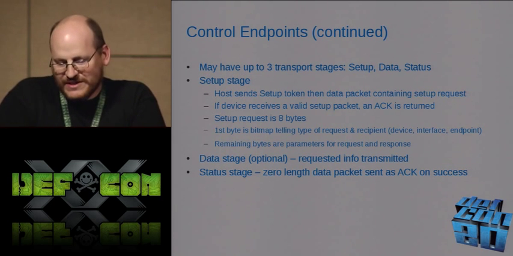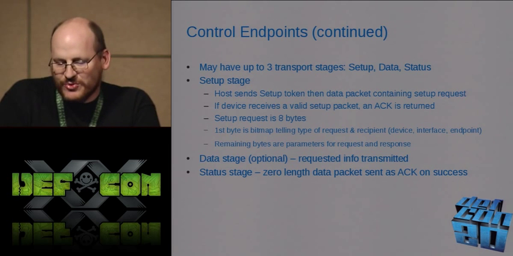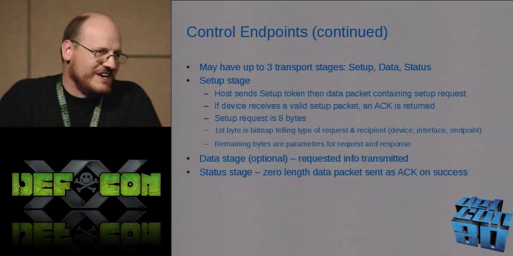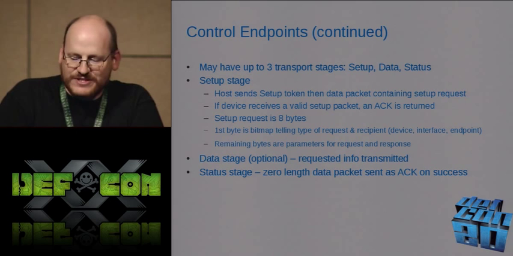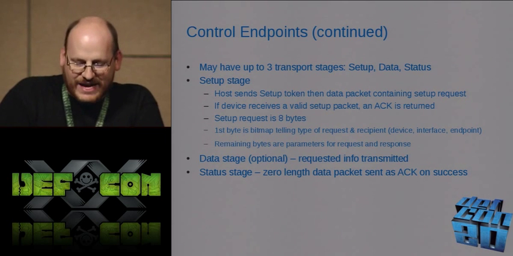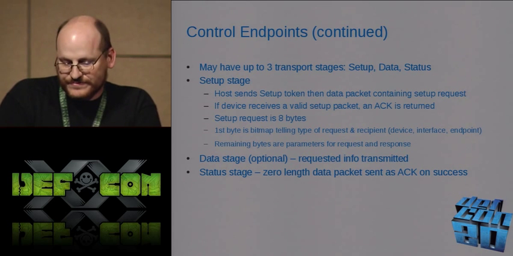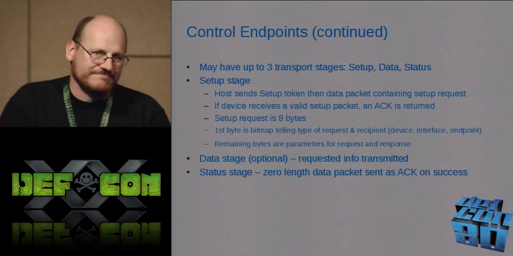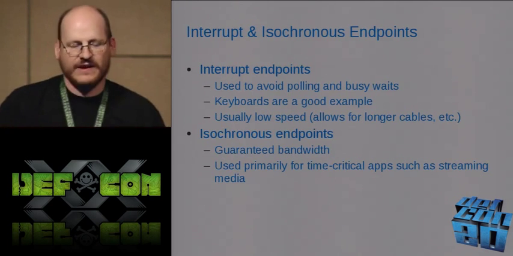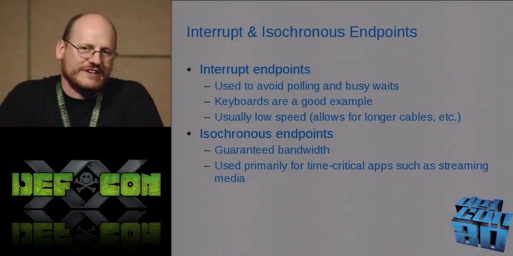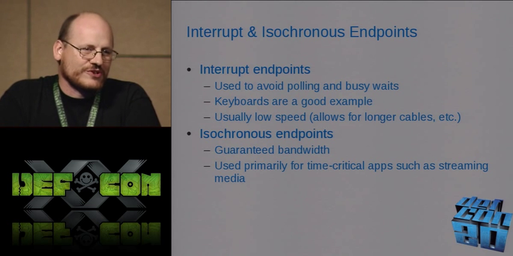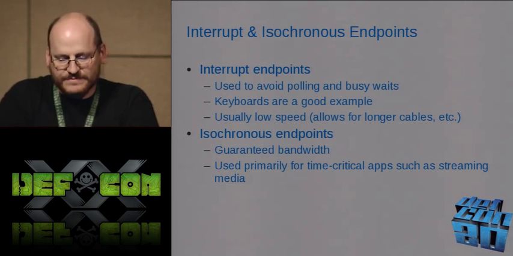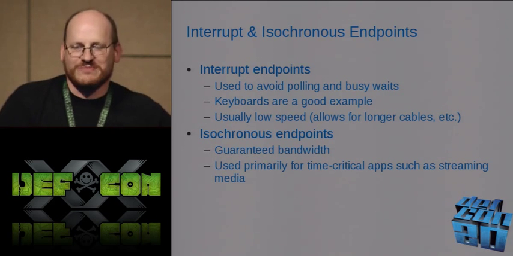All right, control endpoints. You have three stages in a control endpoint transfer. You have a setup stage. Hey, let's talk. Maybe a data stage, depending on the kind of communication, and then a status stage, where you just send a zero length packet back that says ACK. Yeah, we're all good. So, interrupt and isochronous, I don't really want to talk about them, but just so you know what they are: interrupts are for infrequent communications, things like a mouse or keyboard. Isochronous is good for streaming media, et cetera.